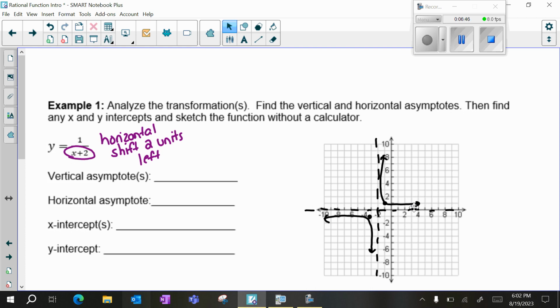So your shift left or right is going to affect your vertical asymptote because my vertical asymptote is now at -2. And it is a vertical line passing through the x-axis, which means it's x equals -2. So that's my vertical asymptote. Your horizontal asymptote did not change. It's still y equals 0, this line here.